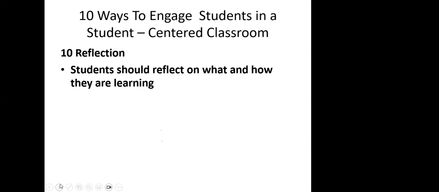Was the lesson interesting or not? Did you understand or not? Just give them the opportunity. You can choose 1 to 3 or 4 students to reflect on what they have learned. Is it understood? And how was the learning? Was the lesson interesting or not?